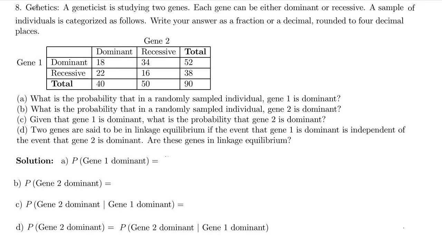So in problem number 8, we're looking at a genetics example here. A geneticist is studying two genes. Each gene can either be dominant or recessive. So we took a sample of individuals and categorized them in this table.